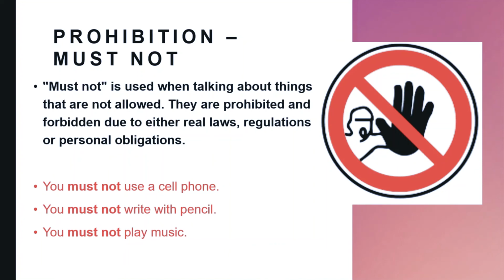Another modal verb of prohibition is must not. It is used when talking about things that are not allowed. They are prohibited and forbidden due to real laws, regulations, and personal obligations. So it's quite a bit stronger prohibition. So, for example, you must not use a cell phone when you are taking a test. And you must not write with pencil when you are writing government forms.